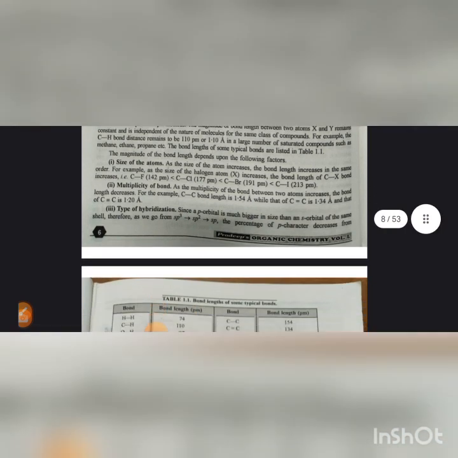Second is the multiplicity of a bond. As the multiplicity of the bond between two atoms increases, the bond length decreases. For example, the C-C bond length is 1.54 angstrom, while that of C=C is 1.34 and that of C≡C is 1.20 angstrom. Third factor is the type of hybridization.